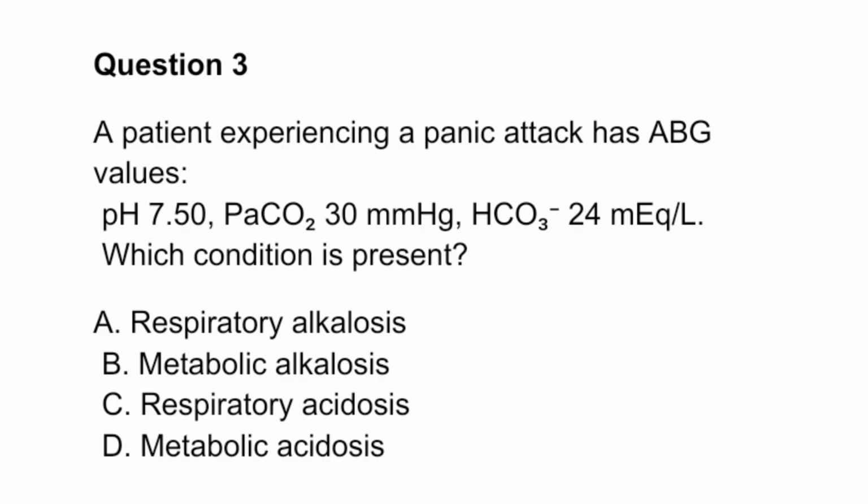Question 3. A patient experiencing a panic attack has ABG values pH 7.50, PaCO2 30 mmHg, HCO3- 24 mEq/L. Which condition is present? A. Respiratory alkalosis. B. Metabolic alkalosis. C. Respiratory acidosis. D. Metabolic acidosis.